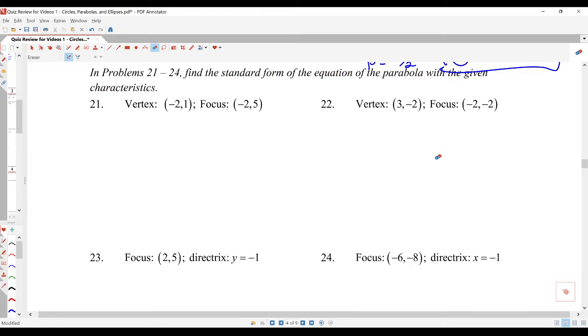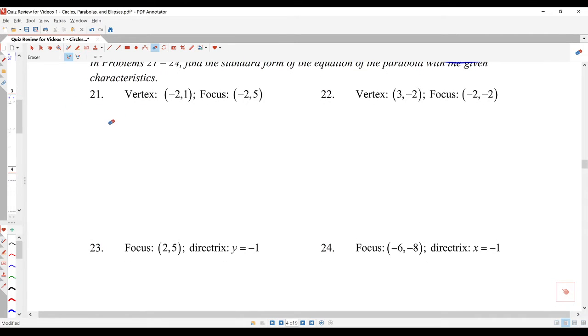All right, let's pick up with number 21 through 24. Find the standard form of the equation of the parabola with the given characteristics. So with number 21, we're given the vertex at (-2, 1) and a focus of (-2, 5).